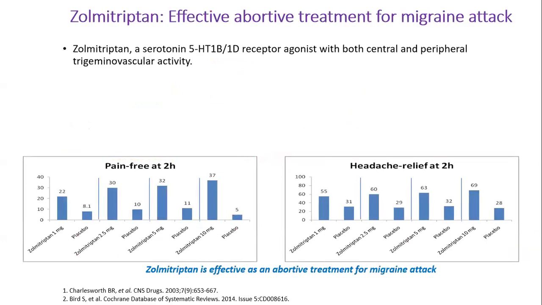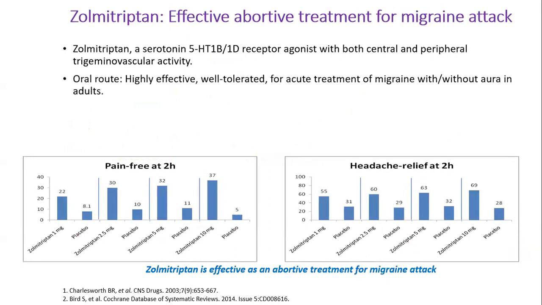So zolmitriptan is very effective. It has both central and peripheral action by inhibiting the trigeminovascular activity and decreases the synthesis of CGRP so that it will abort the acute migraine attack. As for the preparation, one puff will give around 5 mg doses. So it will help you reduce the acute migraine attack.